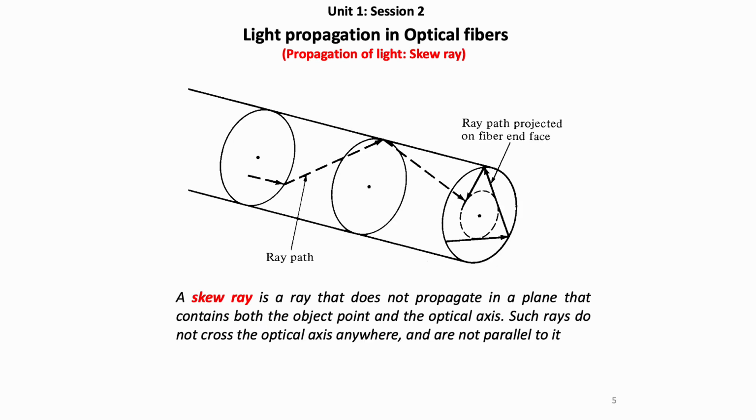So we know the meridional ray. The meridional ray passes over the axis. The next ray we have mentioned is the skew ray. The skew rays follow a helical path. Even though it is completely internally reflected, it won't pass over the axis; it just traces a helical way. So skew rays are otherwise known as helical rays. So the rays we have seen are the meridional rays and the skew rays.